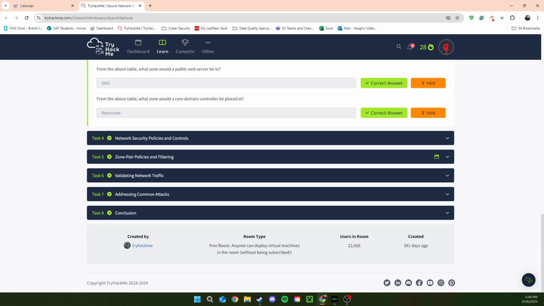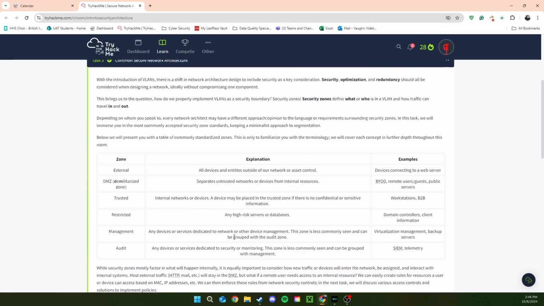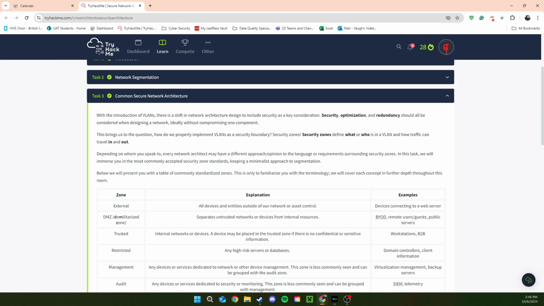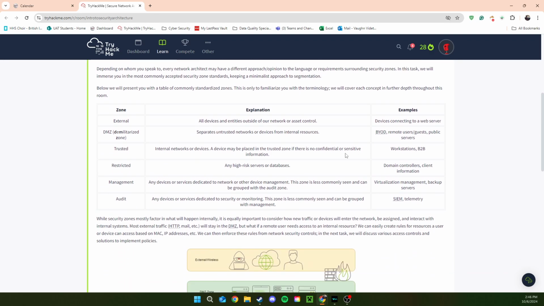So, common secure architecture. Below right here is a table of commonly standardized zones. This is to familiarize yourself with the terminology and what you're going to use a lot. So external is all devices and entities outside of our network or asset control. The DMZ separates untrusted networks or devices from internal resources.